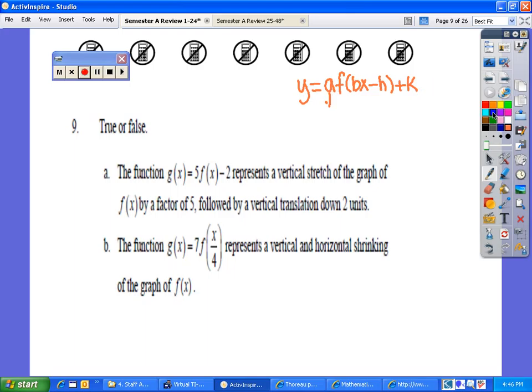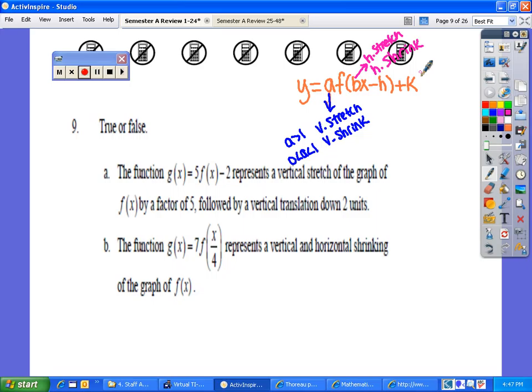The A basically tells you whether you have a vertical stretch or a vertical shrink. You would have a stretch if A is greater than 1, and you have a shrink if A is a fraction, a number in between 0 and 1. Here, the B tells you whether you're going to have a horizontal stretch or a horizontal shrink.